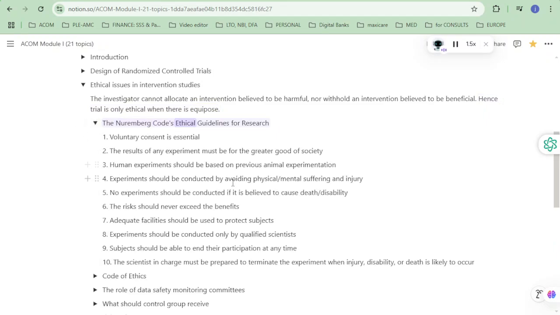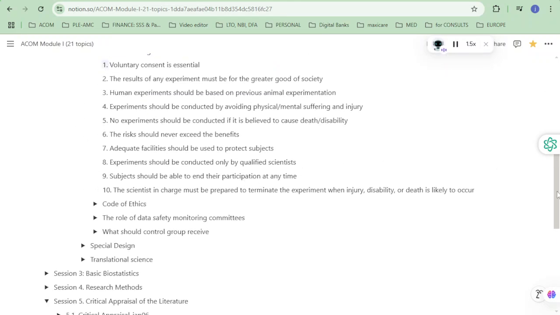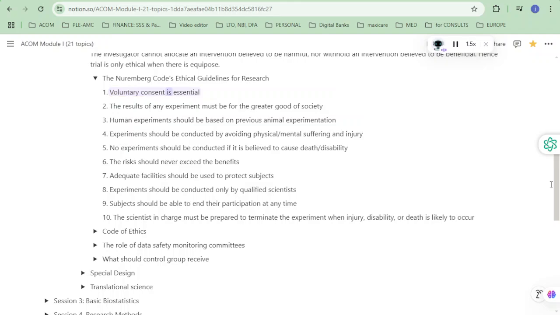The Nuremberg Code's ethical guidelines for research. 1. Voluntary consent is essential. 2. The results of any experiment must be for the greater good of society. 3. Human experiments should be based on previous animal experimentation. 4. Experiments should be conducted by avoiding physical and mental suffering and injury. 5. No experiments should be conducted if it is believed to cause death or disability. 6. The risks should never exceed the benefits.